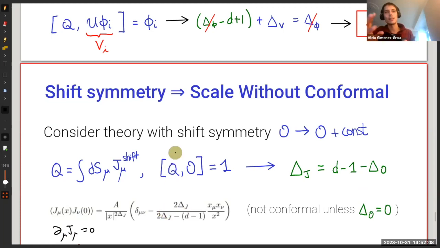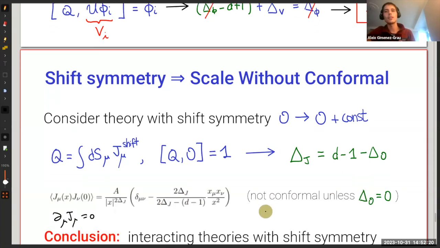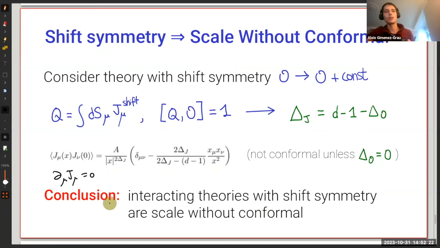So in general, this very simple argument is telling us that theories with the shift symmetry will not be conformal. There are some exceptions that I'm not going to go into, but just to give the conclusion, theories that are interacting and have a shift symmetry are only scale, but not conformal invariant. Okay, we have some argument here. I just gave you the outline of the argument, but we have some more precise versions.